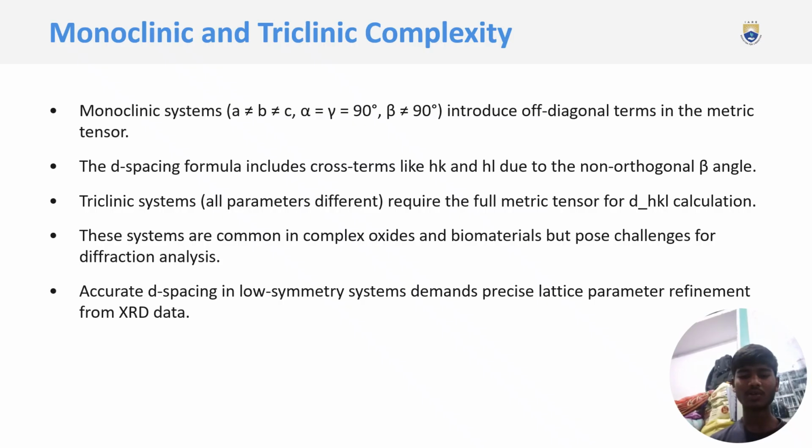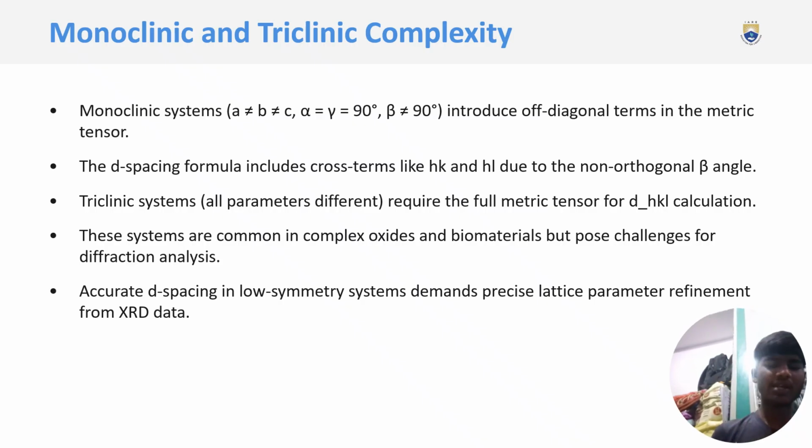Triclinic systems, all parameters differ. For the metric tensor, the d_HKL calculation is complex. These systems are common in complex oxides and biomaterials, but pose challenges for diffraction analysis.